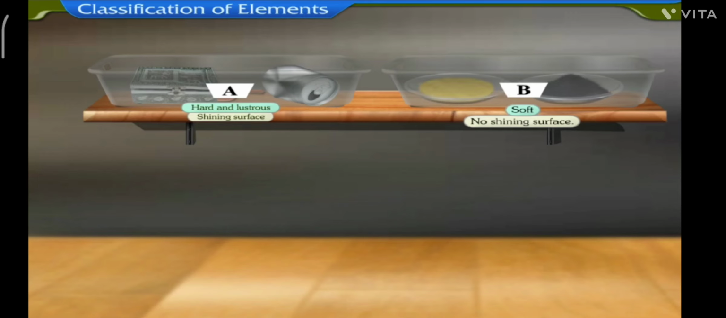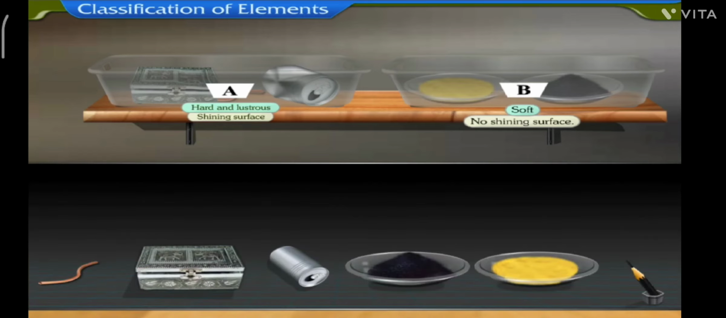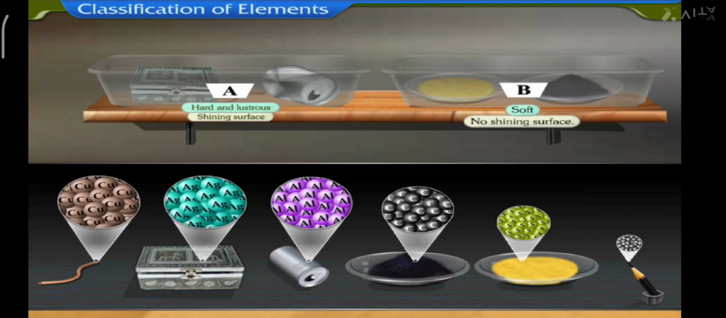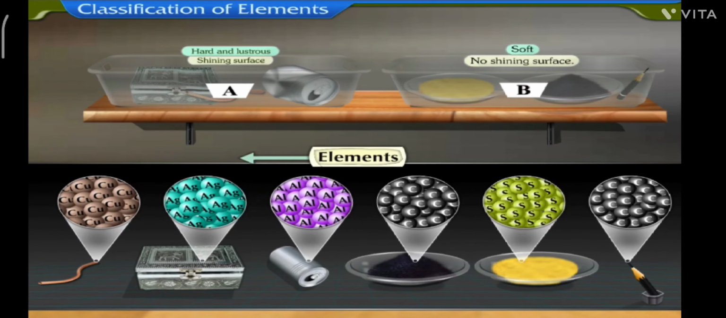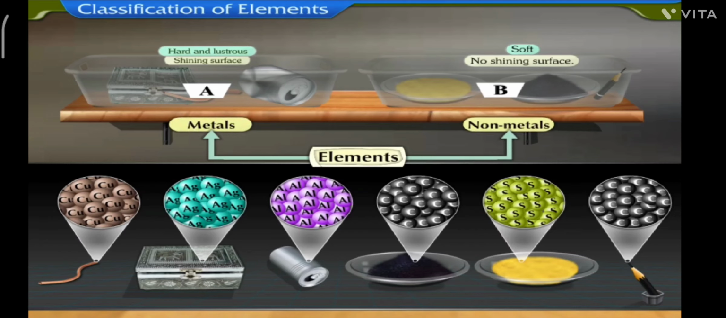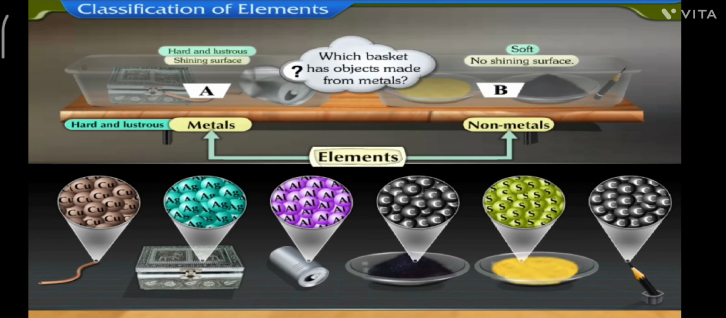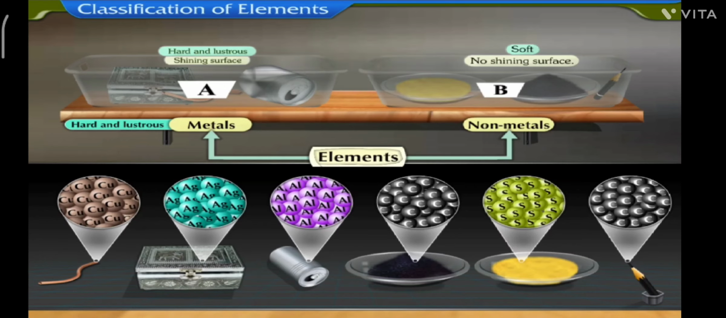Here, we arrive at the classification of substances. We know that substances are made up of elements. Elements can be broadly classified into two groups, depending on their characteristic properties: metals and non-metals. Generally, metals are hard and lustrous. Now, can you tell which basket has objects made from metals? The basket A has metals and the basket B has non-metals.